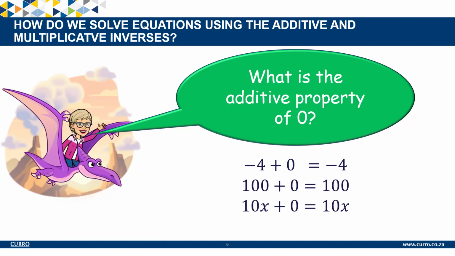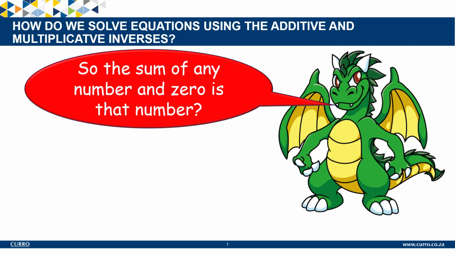What is the additive property of 0? Negative 4 plus 0 is negative 4. 100 plus 0 is 100. 10x plus 0 is 10x. So the sum of any number and 0 is that number? Yes, Draco plus 0 is Draco.